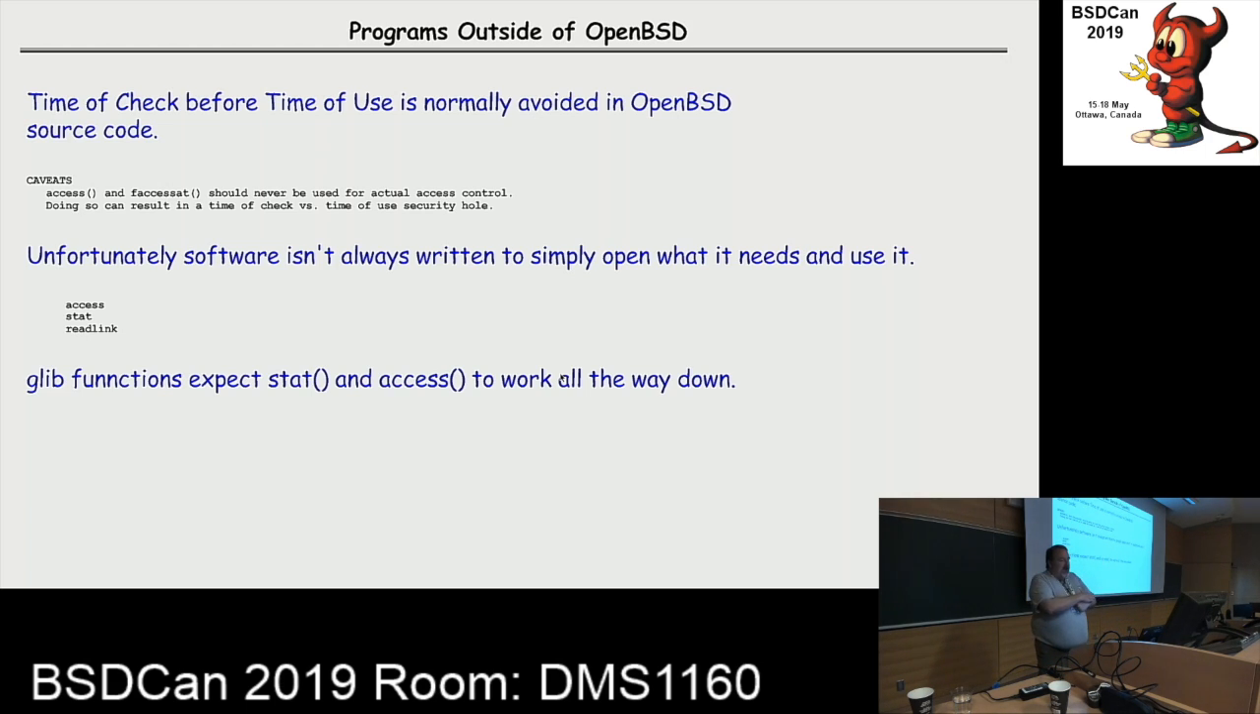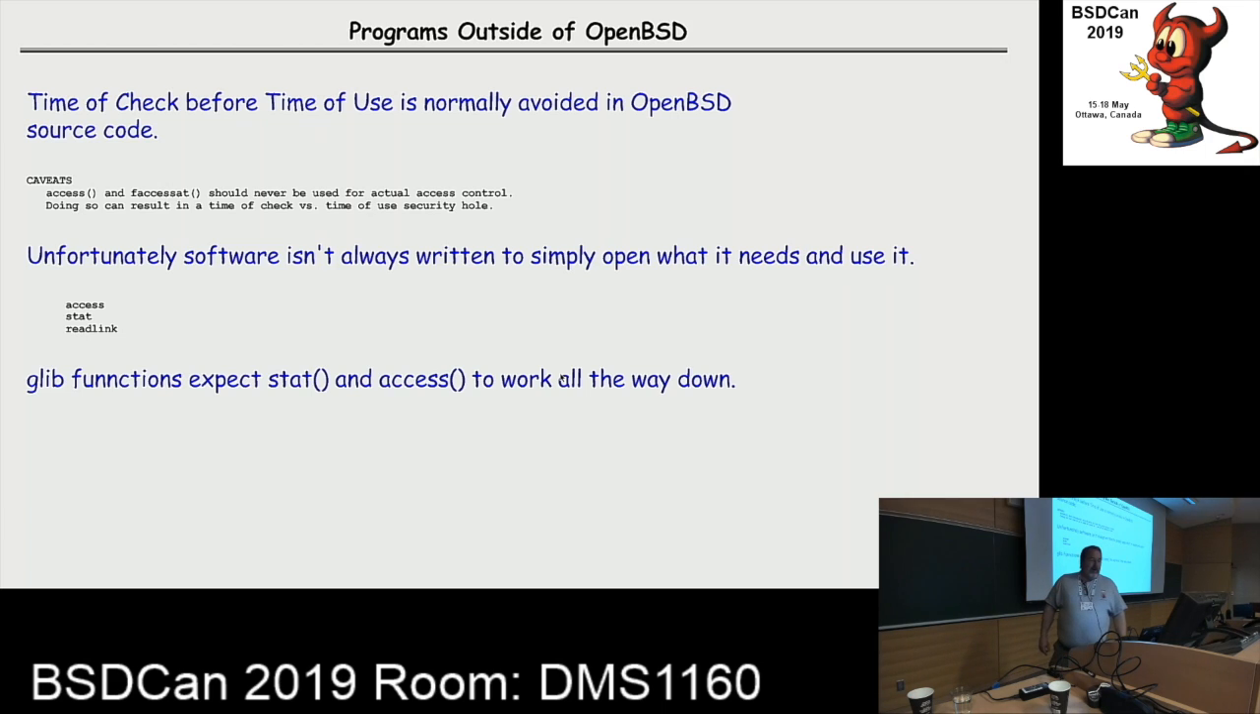Time of check versus time of use is normally avoided in OpenBSD. We have caveats in our man pages like this, which say, for the love of God, do not do the usual newbie thing of, I want to open a file, and I want that file to be read-write, so first I will call stat and see if the file is there, I will call access to see if I have read-write, and then I will open the file or create it. No, no, no, no. This is a giant time of check versus time of use issue. If you're doing it, either A, you don't need to, because you could just call open and handle the error condition, or B, you're actually trying to make a decision about what you're going to do, and you're introducing a possibly security-impacting time of check versus time of use race into your program. So generally speaking, don't use these calls.